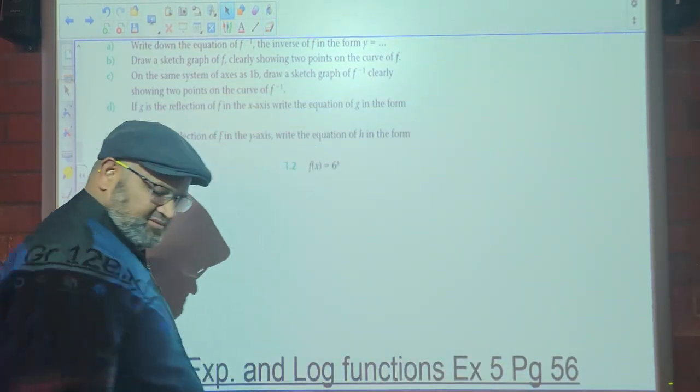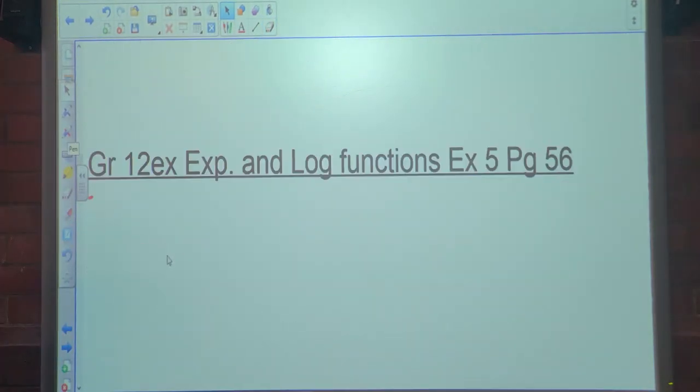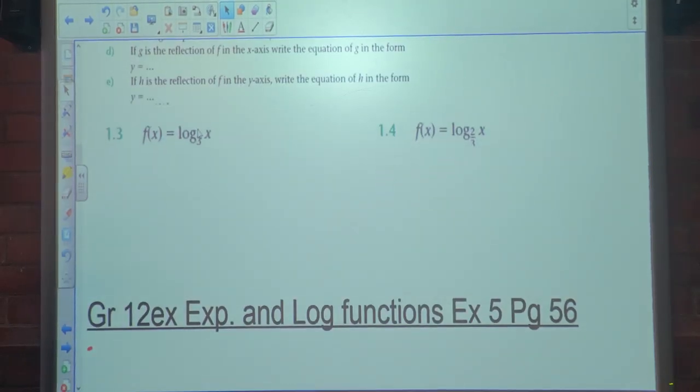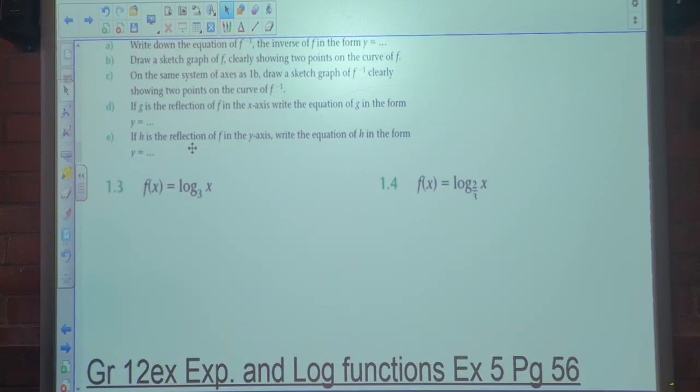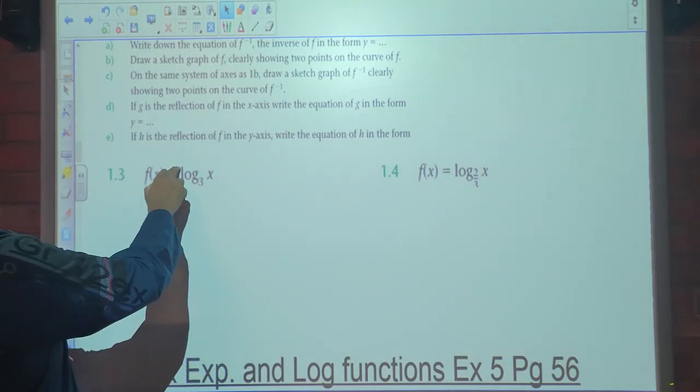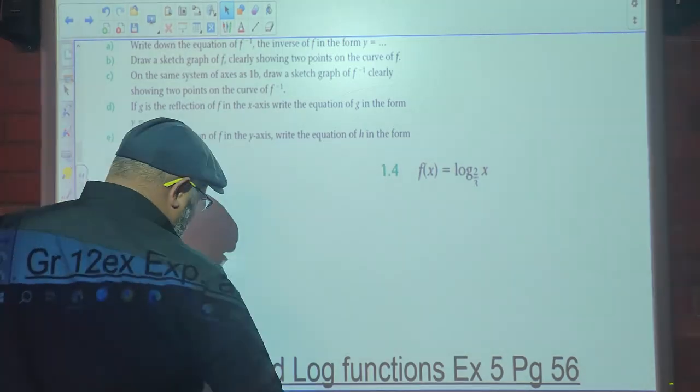Two more. Let's take the next one, 1.4. We know what's going on now. Okay, doing 1.3.